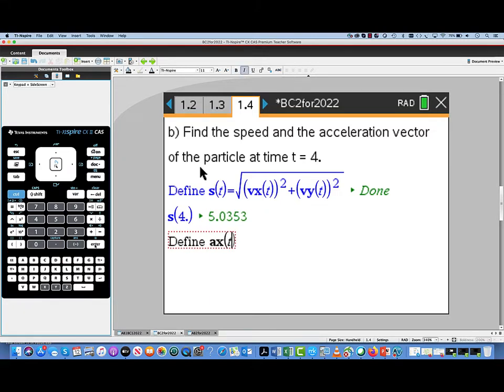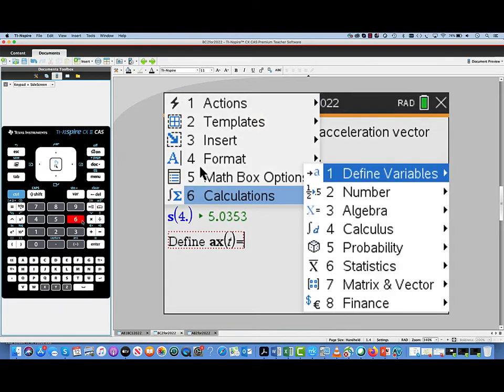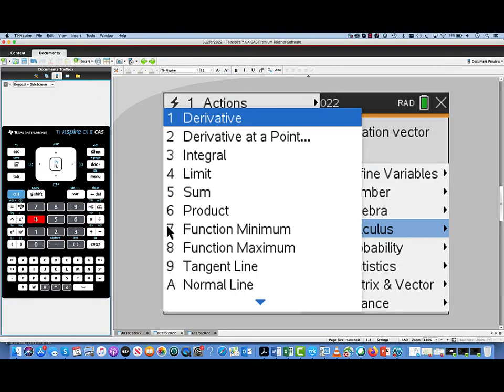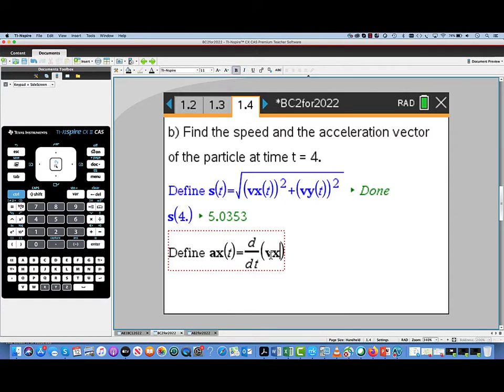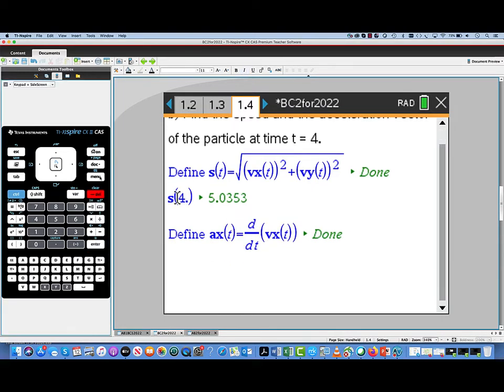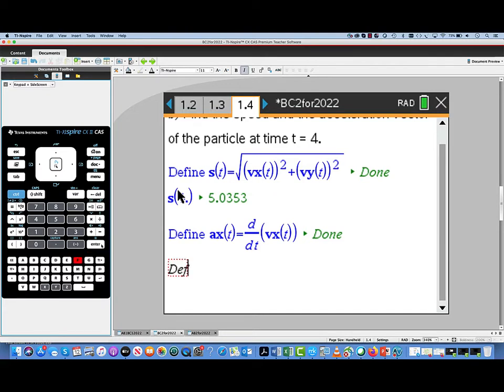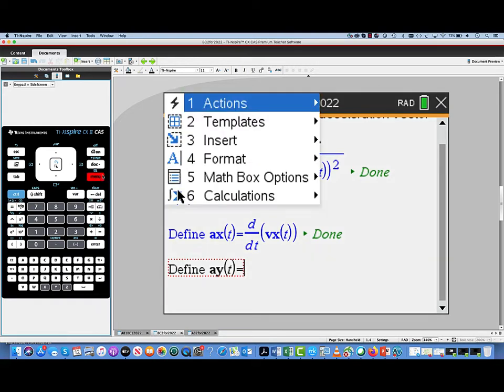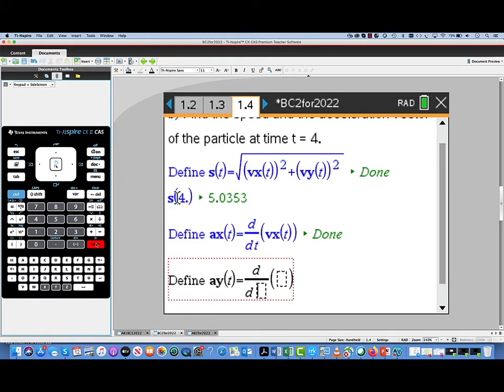Similarly, let's define the acceleration vector's two components. We're going to define ax of t, which will be the derivative of the velocity component vx. So we'll pull up the derivative from our calculations menu, differentiate vx of t with respect to t, and that will define the x component of our acceleration vector. Now we just follow suit for the y component of acceleration. I'll get a math box and define ay of t as the derivative of the y component of the velocity. Again, I'll go to calculations, to calculus, and find the derivative with respect to t.